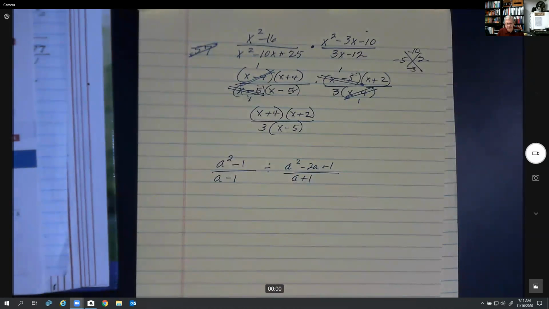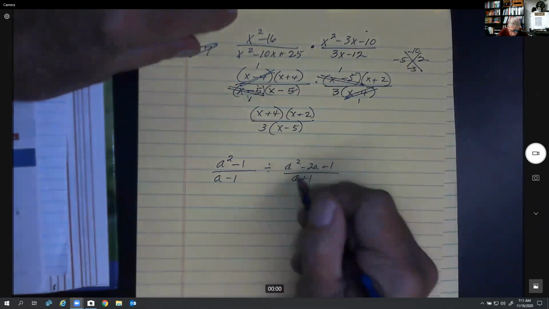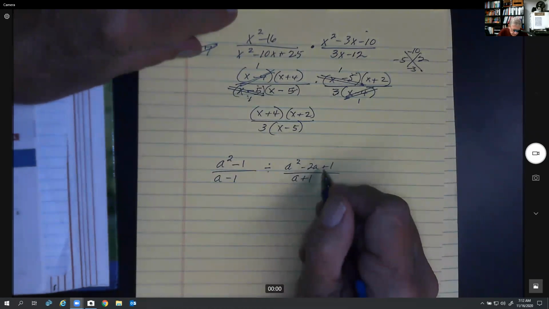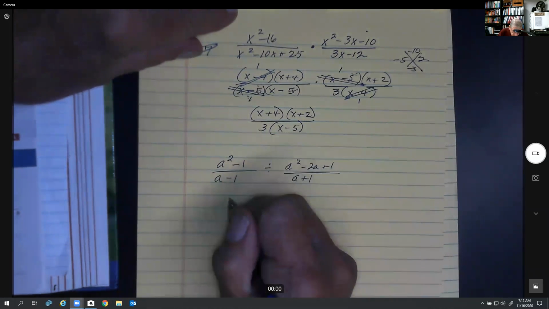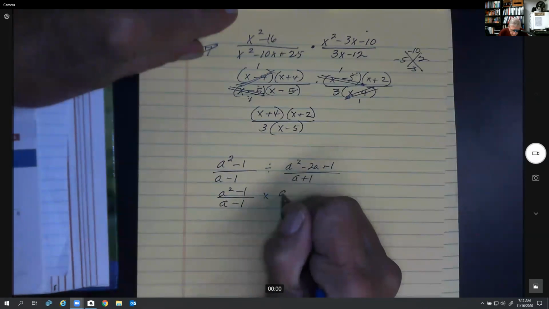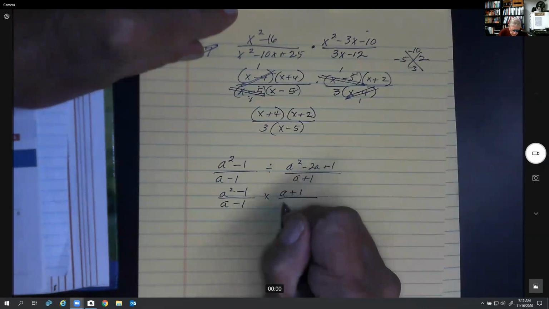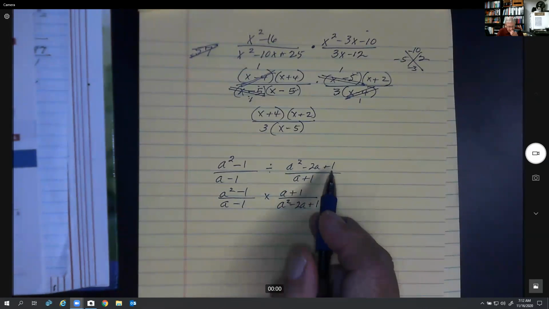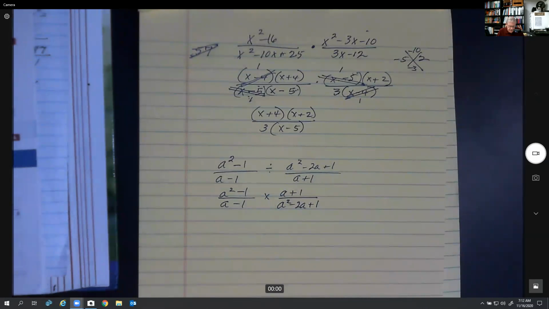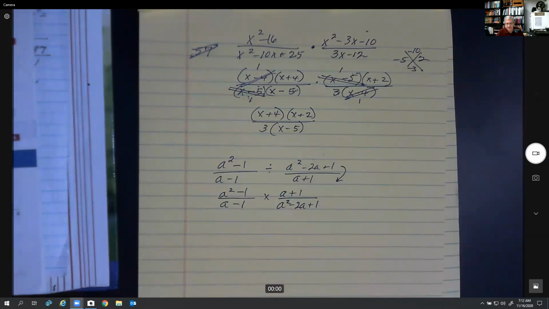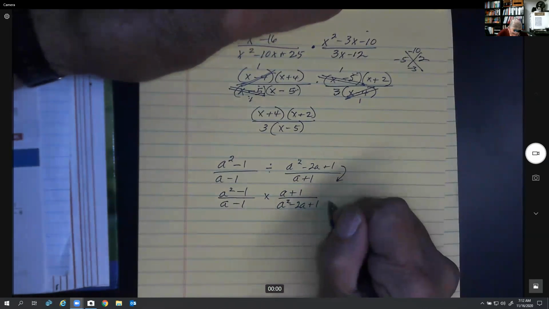So step number one: division is a little different from multiplication. Remember, with division we have to invert and multiply. We have to find the reciprocal of this term, the multiplicative inverse, whatever you want to call it. Flip it over, and do that first before you start factoring. Freaky Friday: the numerator becomes the denominator, the denominator becomes the numerator. Now once it's flipped, let's factor like crazy.